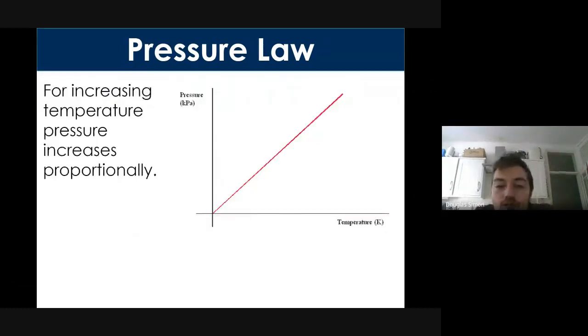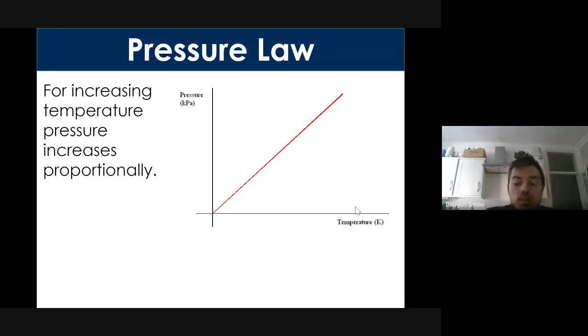Specifically, pressure is directly proportional to temperature. It will be a straight line through the origin. 2 questions for you though. 1, what units do we need to work in for it to be a directly proportional relationship? And 2, what needs to be kept constant? So hopefully it's fairly obvious what has to be kept constant. The volume has to be kept constant for this to be true.